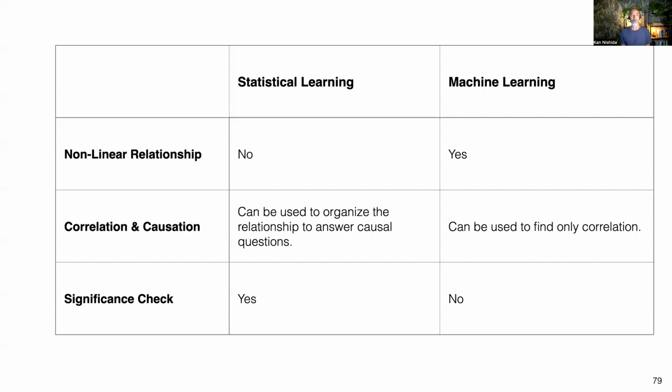And then the second point is, like I have said, the ice cream and shark attack example. So correlation and causation are different. And machine learning cares only about the correlation. It uses any correlated information to build a model.